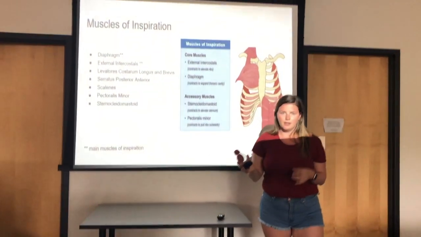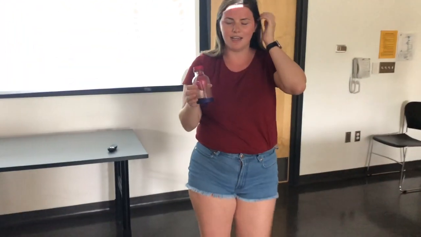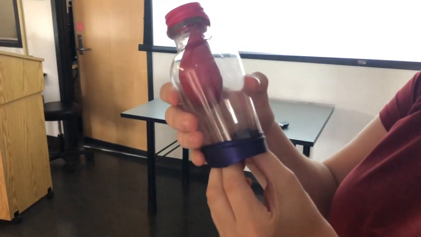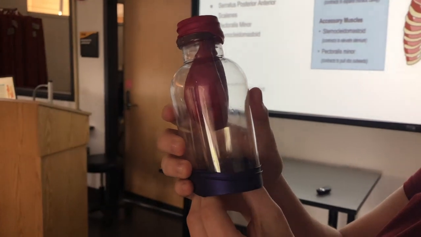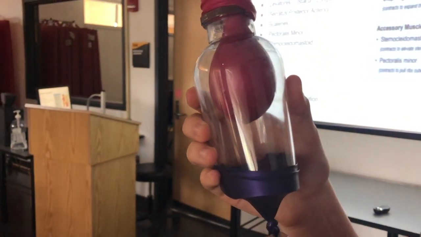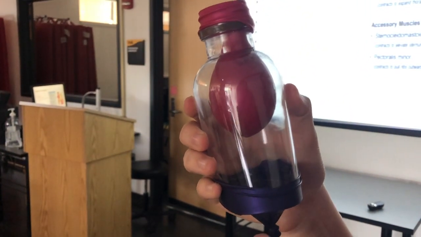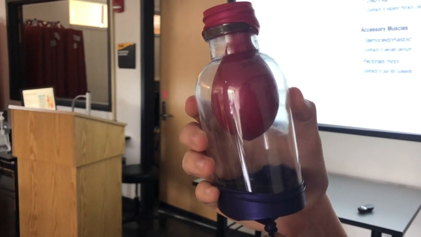And then we actually also have a diagram of the diaphragm. So how the diaphragm works is when it's relaxed, it's up into the thoracic cavity. And then when it contracts, it goes downwards into the abdominal cavity and increases the negative pressure, expanding the ribs.